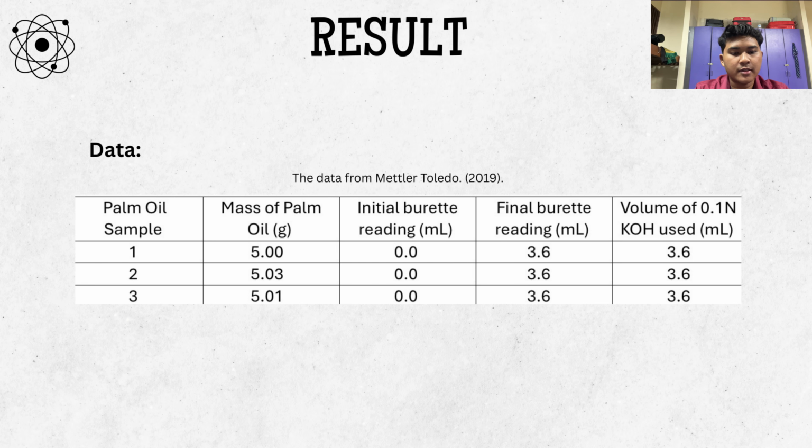Next, I'll present the results obtained from the experiment. As shown in the table, 3 palm oil samples were analyzed. The masses of the samples were 5 gram, 5.03 gram and 5.01 gram, which are very close to each other to ensure consistency. For all three samples, the initial burette reading was 0.0 ml, while the final burette reading was 3.6 ml. Therefore, the volume of 0.1 N NaOH used for each sample was 3.6 ml.